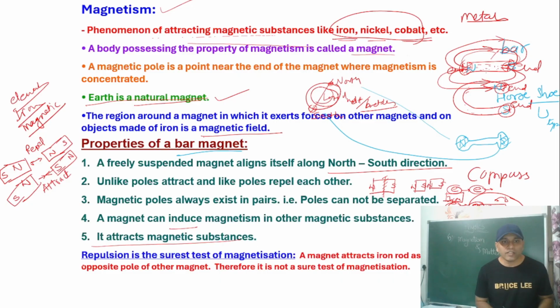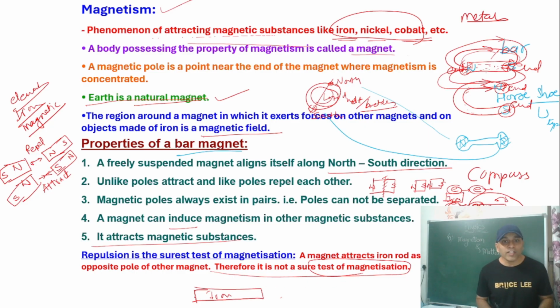Then, repulsion is the surest test of magnetization. A magnet attracts an iron rod as well as the opposite pole of another magnet. Therefore, attraction is not a sure test of magnetization. So there is a sure test of magnetization. Suppose you keep an iron rod, and surrounding it there is a magnet. But repulsion is the surest test of a magnet.